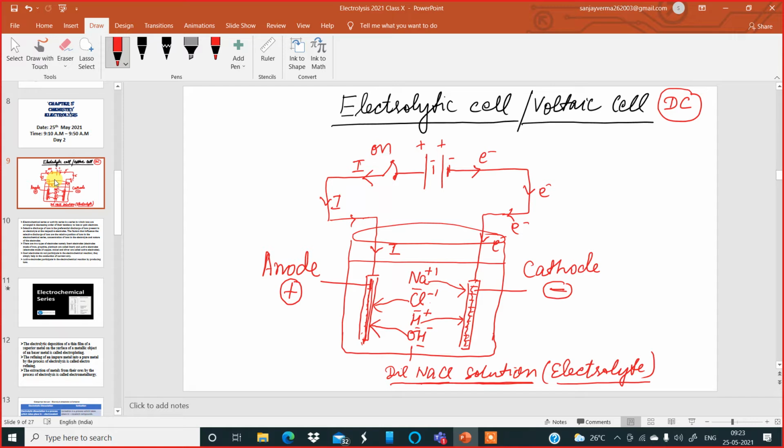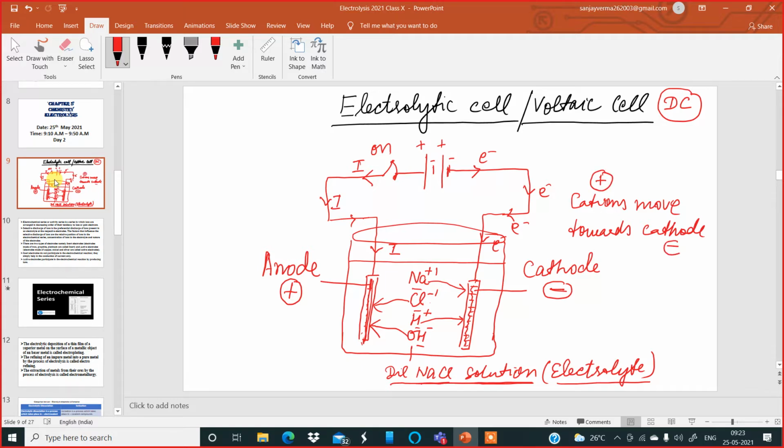So remember, cations move towards cathode. Cations carry positive charge, cathode is negative charge.